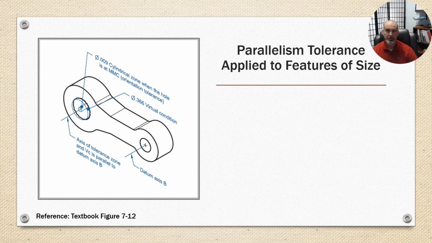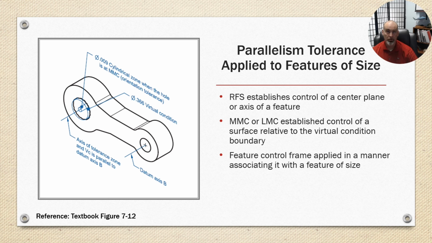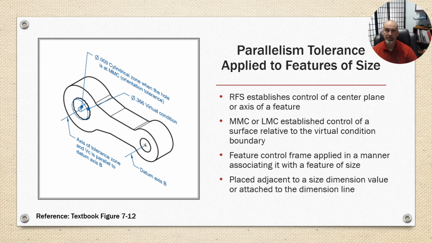Parallelism tolerance applied to features of size. Regardless of feature size, this establishes control of the center plane or axis of a feature. Maximum material condition or least material condition establishes a control of a surface relative to the virtual condition boundary. The feature control frame is applied in a manner associating it with a feature of size and placed adjacent to the size dimension value or attached to the dimension line. And it could be attached to another feature control frame.